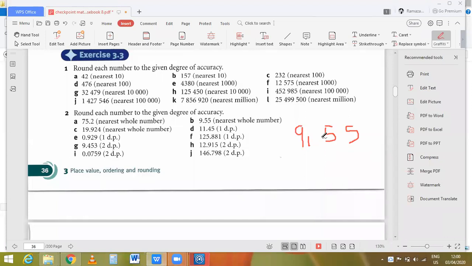Why? After this decimal point, I'm just looking at this number here, the decider. This 5 is equal to 5. That's why I will add 1 here. 9 plus 1 is 10. It's asking for the nearest whole number. Yesterday we said the whole number doesn't have a decimal point. So that's why this is 10.